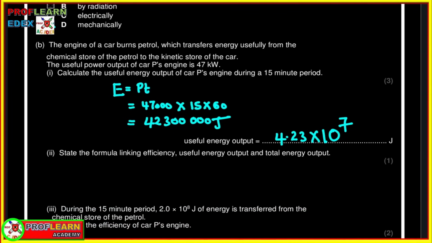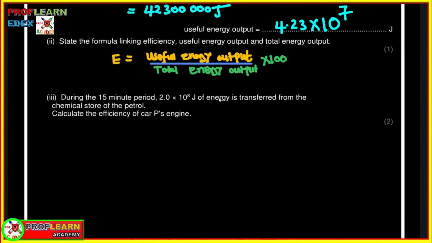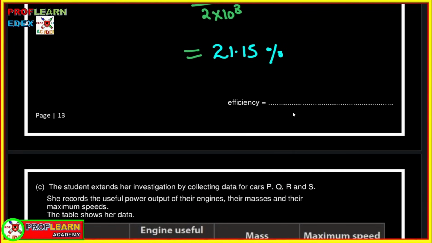State the formula linking efficiency, useful energy output, and total energy output. So efficiency equals useful energy output divided by the total energy output times 100, and we can work it out now. In this case, we had gotten this value, and then we're going to divide by the output energy times 100, and that's going to translate to 21.15%.